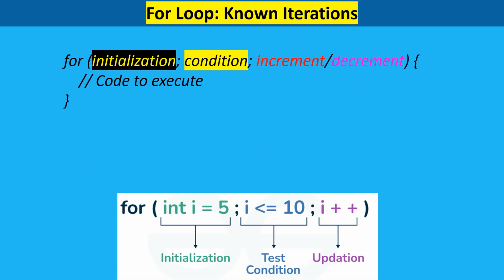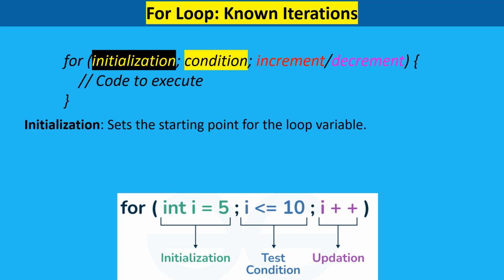Initialization, condition, and increment or decrement. Initialization sets the initial point for the loop variable. The initialization sets the initial value of the loop control variable, like int i = 0. This is executed only once at the start. Initialization defines the loop variable which tracks the number of iterations. In this example, i starts at 1.